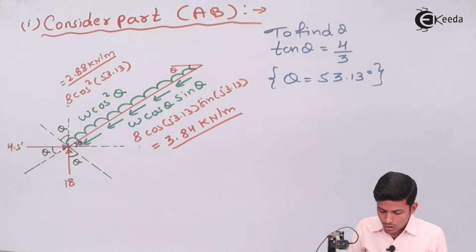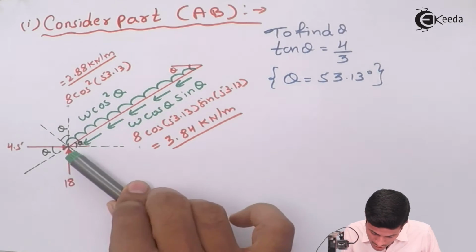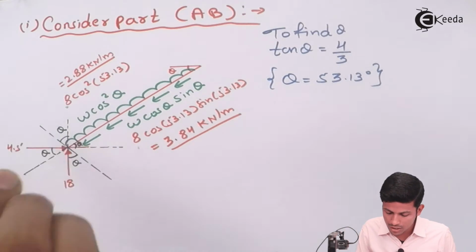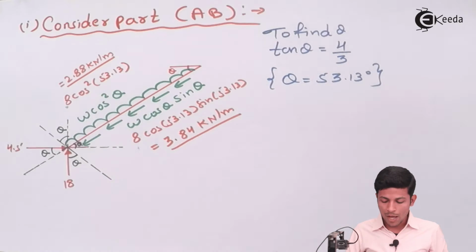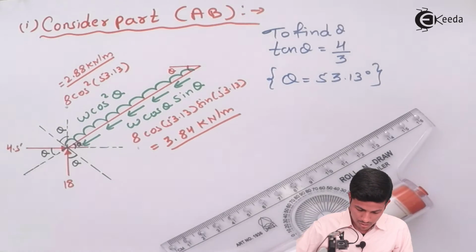Now what we have to do: this 18 kilonewton will be put in this direction and this direction, and this 4.5 will be put in this direction and this direction. Now I am explaining in here only. Okay, see.